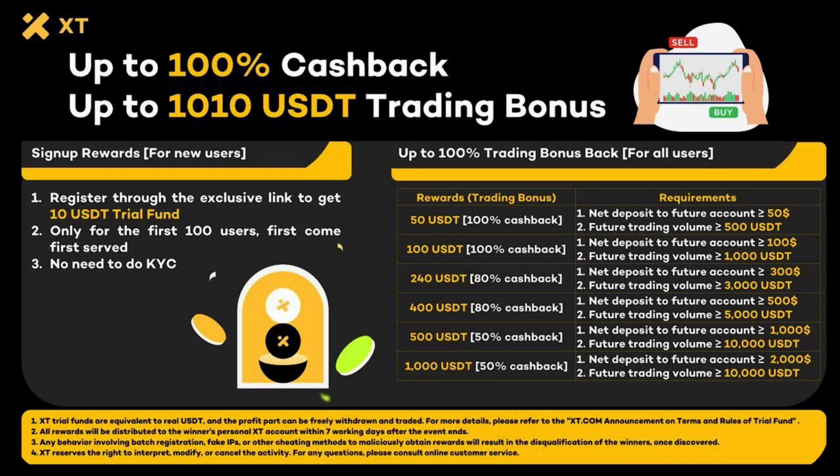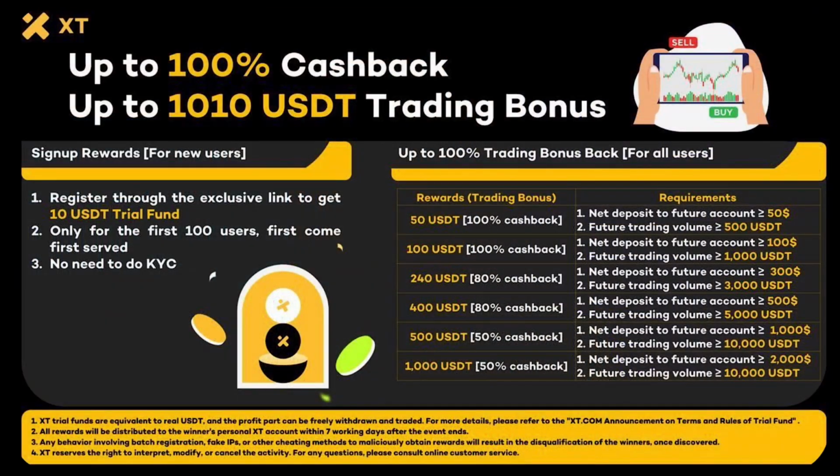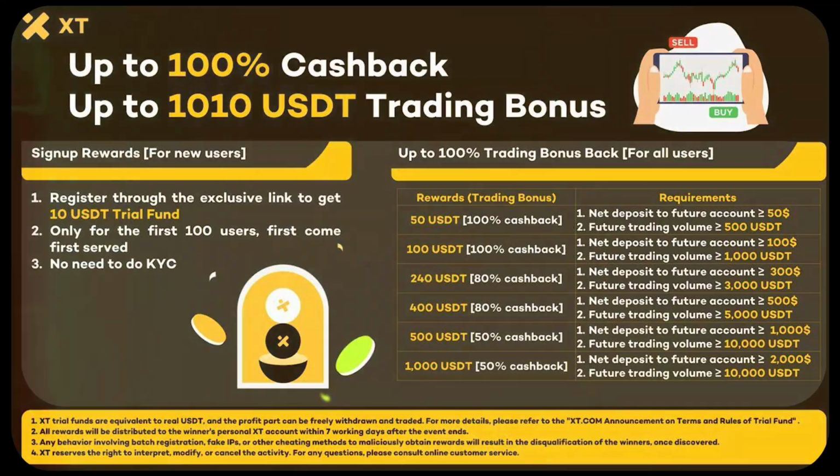And here is the condition. The condition is that you should be able to have an accumulative trading volume of $500 and above. And this is something you can achieve with just a few trades, maybe from 5 to 10 to 20 trades. So if you are trading with 100 USDT, you are going to be eligible to receive 100% cashback, which is also 100 USDT bonus.